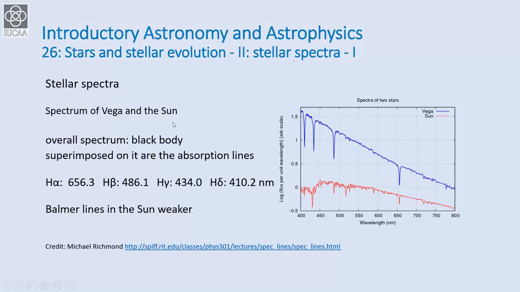The other aspect I want you to notice is that I've marked the Balmer lines over here. H alpha is 656.3 nanometers. H beta is 486 nanometers, which is here. H gamma is 434 nanometers. H delta is 410 nanometers. So what you notice straight away is that the Balmer lines of hydrogen in the Sun are much weaker than in Vega, isn't it?